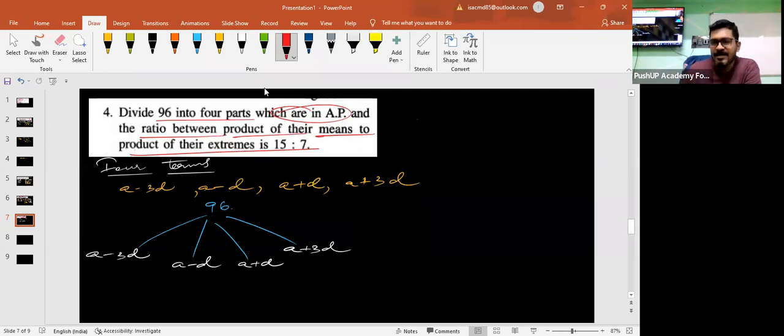I framed a sentence here. I said only one condition is given to you, and you have to find the value of A and B. Am I right or wrong?